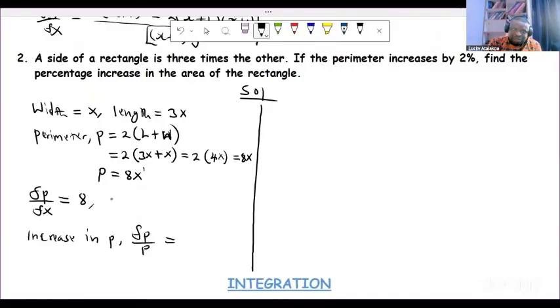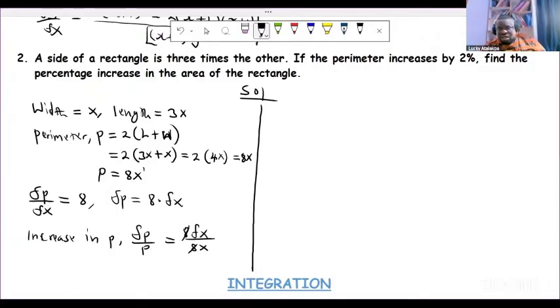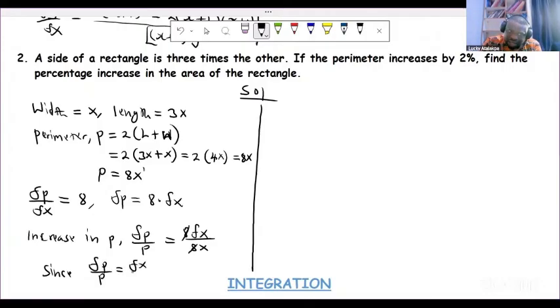If I make dP the subject of the formula here, I will have 8 multiplied by dx. So it means that our dP is 8 dx. Then what's our P? Our P is 8x. So here 8 will cancel 8. Therefore, our increase in P, dP over P, is dx over x. That means the increase in the perimeter is dx over x.